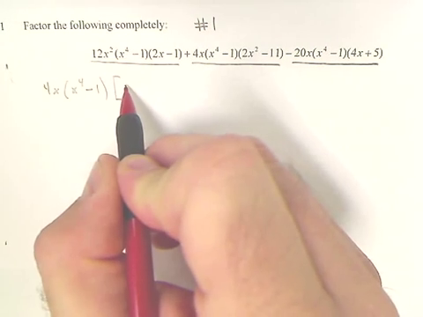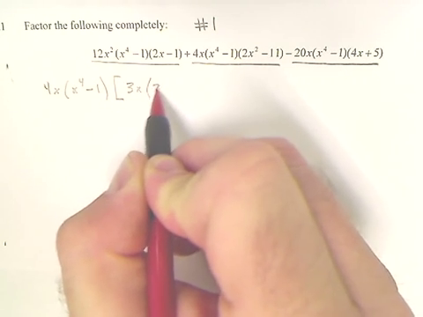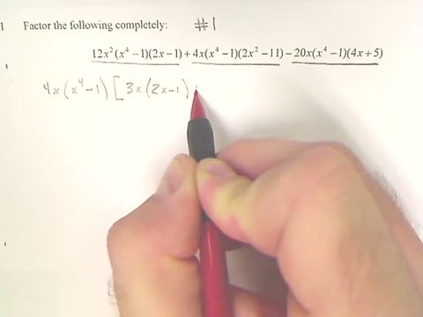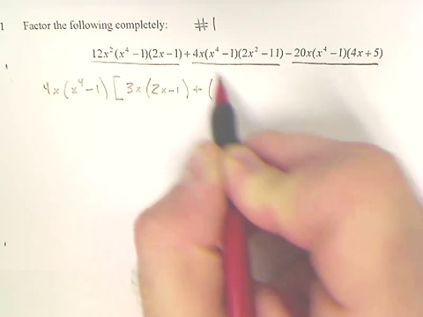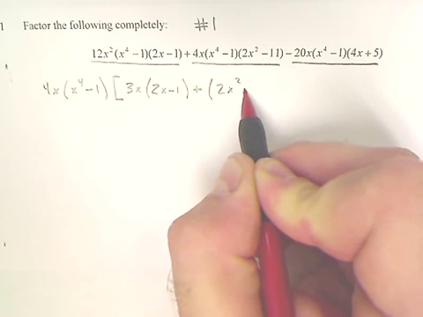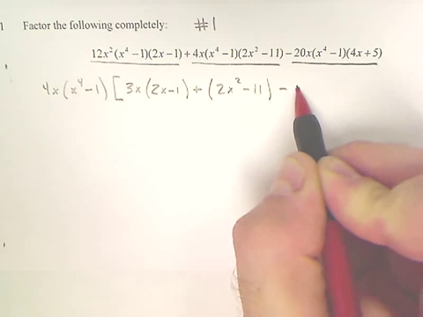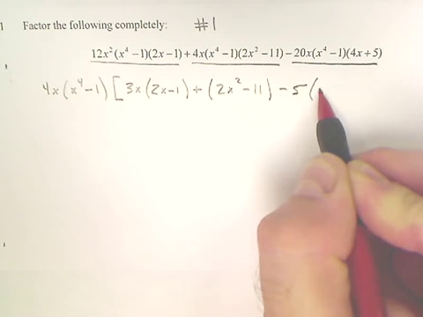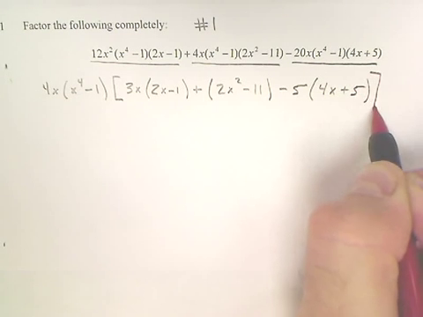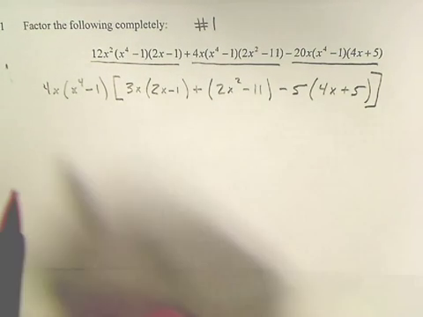So what is left behind from this first thing? I see a 3 and an x, and the 2x minus 1. Then the only thing left in that middle section is the 2x squared minus 11. So I didn't need the parentheses there. That's okay. And close the bracket. So that concludes the extracting part of this problem, which we always need to do.